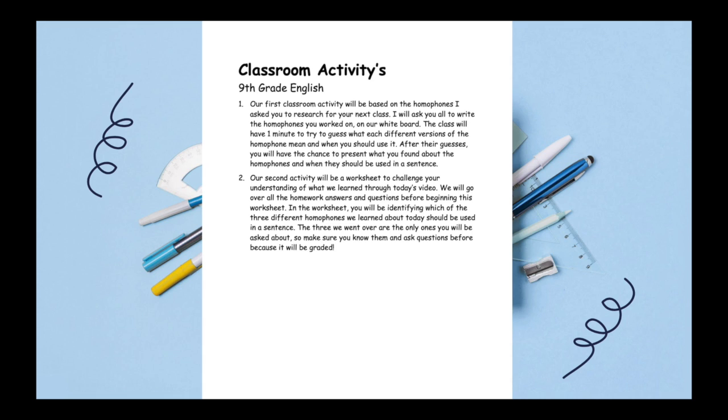Our second activity will be a worksheet to challenge your understanding of what we learned through today's video. We will go over all the homework answers and questions before beginning the worksheet. In the worksheet, you will be identifying which of the 3 different homophones we learned about today should be used in a sentence. And the only ones we will be going over on the worksheet are the 3 that we went over in class today. So make sure that you are paying attention to what was being said and that you ask any questions you may have in class the next time we meet before we complete the worksheet together, because it will be graded.